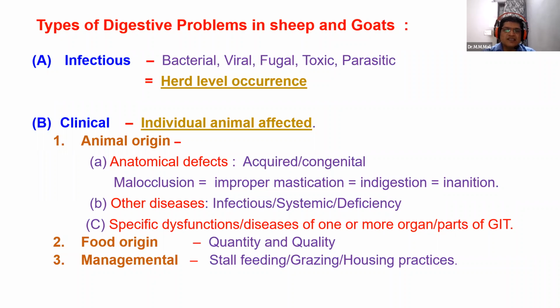Then lastly, a specific system or organ of the digestive system may cause the problems, for example, bloat, ruminal acidosis, abomasal infection, etc. Then the clinical problem may be of food origin, where food quantity and quality affect the occurrence of these diseases. And lastly, managemental practices like stall feeding, grazing and housing practices also contribute to the occurrence of these gastrointestinal diseases in sheep and goats.